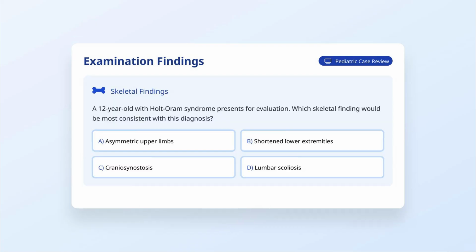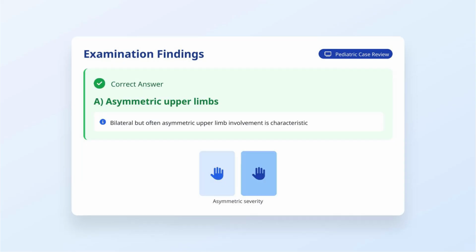A 12-year-old with Holt Oram syndrome presents for evaluation. Which skeletal finding would be most consistent with this diagnosis? A. Asymmetric upper limbs. B. Shortened lower extremities. C. Craniosynostosis. D. Lumbar scoliosis. The correct answer is A.